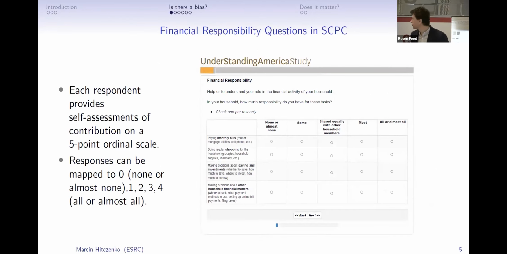So here are the financial responsibility questions. Each respondent is asked to assess their level of contribution for 4 activities on a 5-point ordinal scale, going from none or almost none, which we code as 0, to all or almost all, which we code as 4. And the 4 activities, it's hard to read maybe, are paying monthly bills, household shopping, decisions about savings and investments, and other financial decisions.